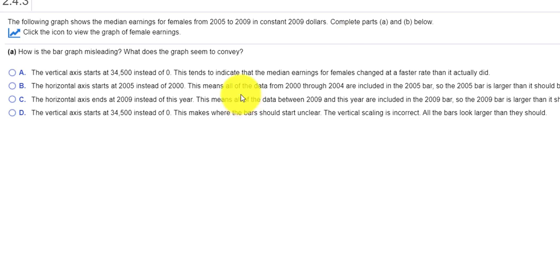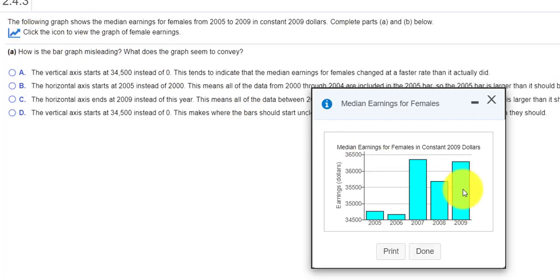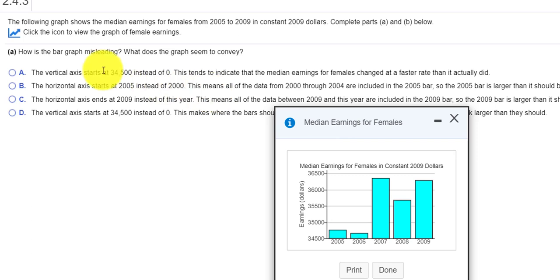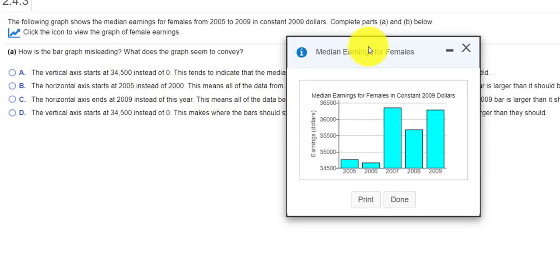Let's take a look at number 14. So we have a graph here, and it says, how is the bar graph misleading? Well, the problem is, when you look at 2006, it looks like the earnings is significantly lower than 2007, right? Because the bar just looks so much higher. It's almost quadruple or quintuple the size. But then when you look at the scale on the vertical axis, you see that we're counting 34,500, 35,000. Maybe if we would have started at 0, this would look a little bit different.